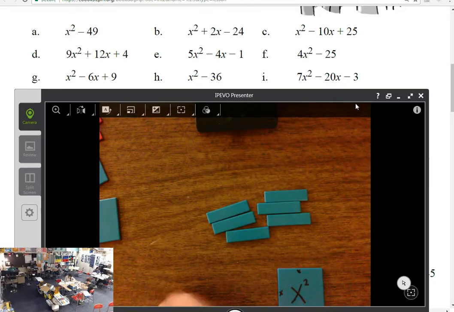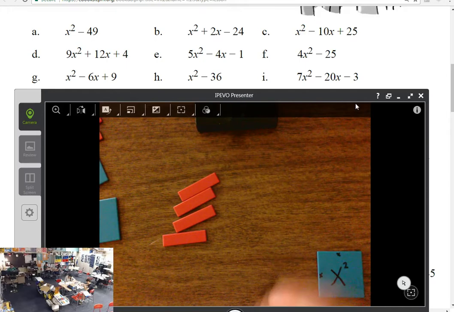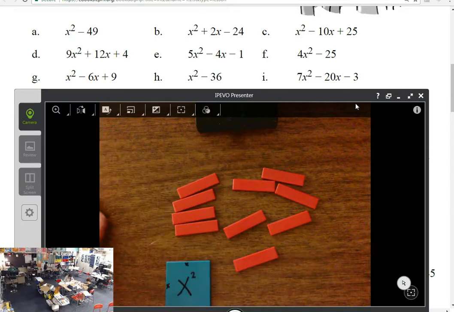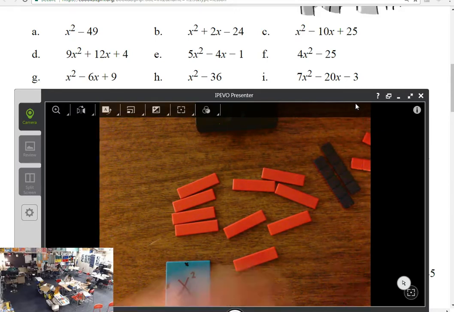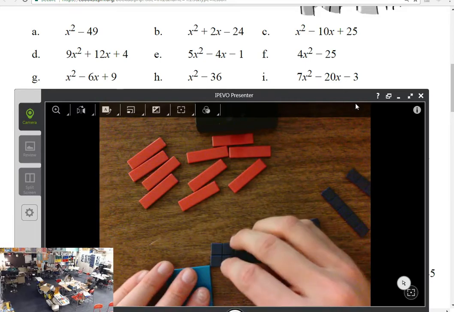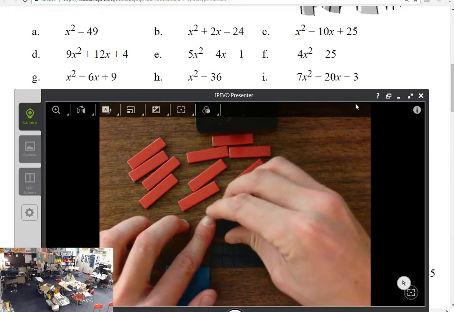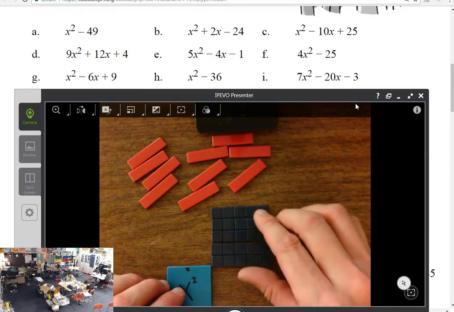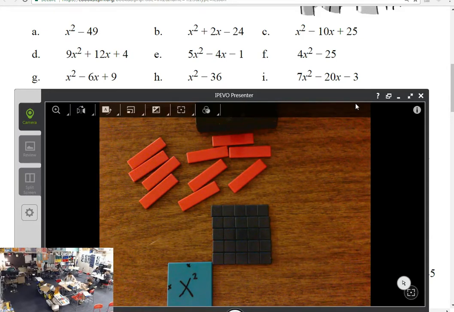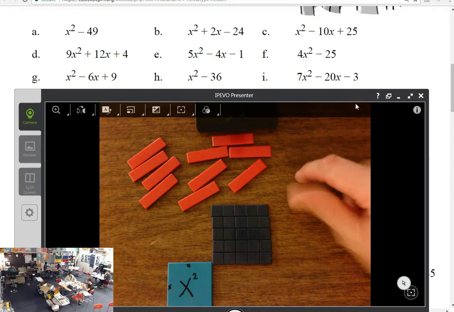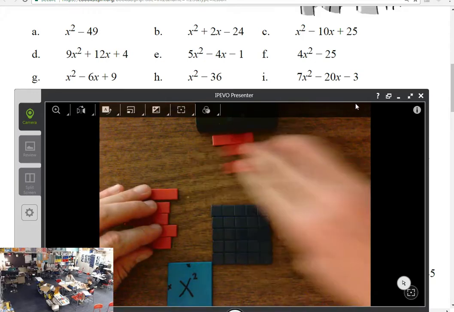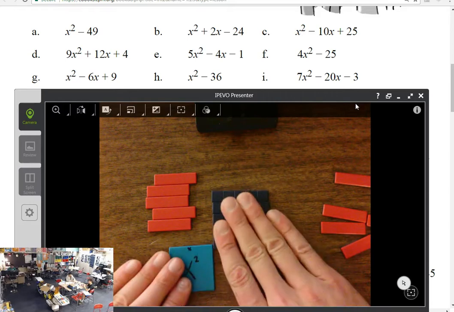6, 7, 8, 9, 10. These all need to be negative. And positive 25. Now, one of the things that we know is that our x squareds and our positives are going to be diagonal from each other, right? Kind of when we set up that rectangle model. And this is a 5 by 5, so it doesn't really matter which way I turn that. And I have 10 negative x's. I bet you when we build this, it'll make a lot more sense than what you thought. Do you see where you think things need to go?